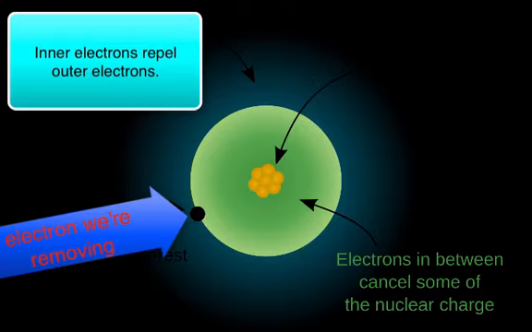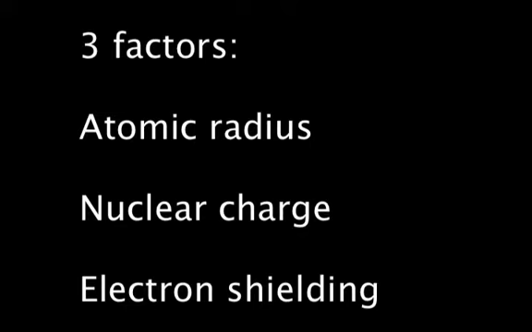So the 3 factors are atomic radius, nuclear charge, and electron shielding.